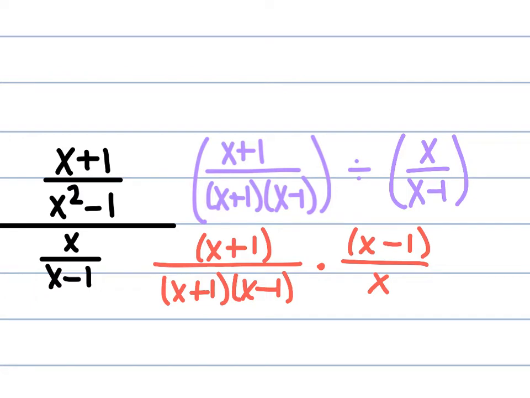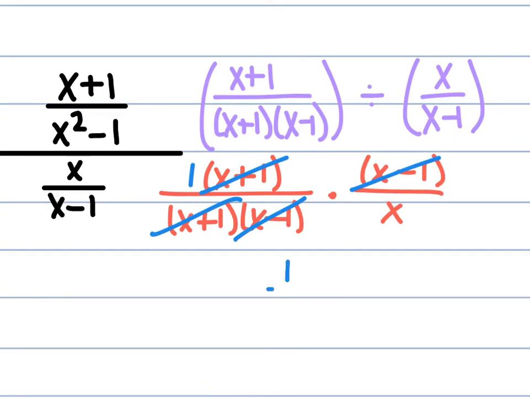If you want to simplify before you multiply, you can. Those x minus 1s would cancel. Same thing with those x plus 1s. So we just have 1 over x.